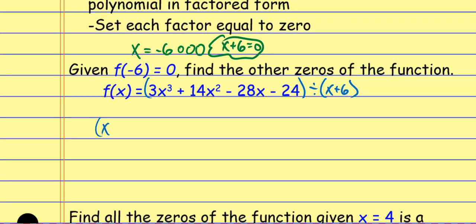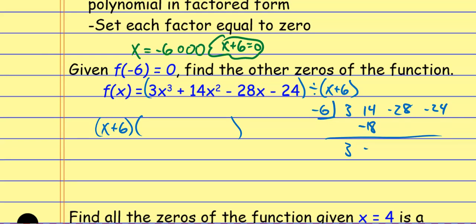And so here I'm going to have x plus 6 times, well, let's divide out that x plus 6 and see what I get. I can use synthetic division, so I put the negative 6 in the box, and I write down my coefficients. And now this is a big addition problem. I bring the 3 down, I multiply, I add straight down, I multiply, I add straight down, and I multiply, and I add straight down. And once again, because I already know that negative 6 is one of the solutions, of course I should get a 0 when I do my division. If I don't, there's a problem somewhere, okay?